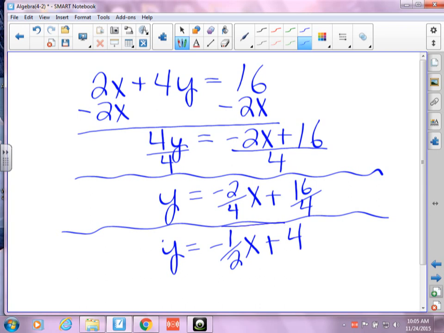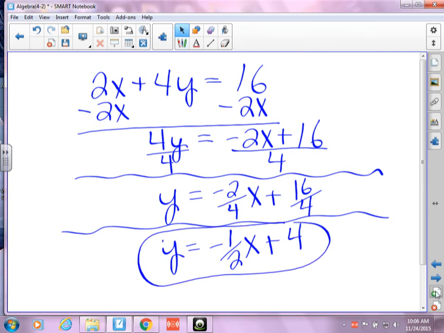4. Very good. Now some kids asked me earlier, Mrs. Medvick, if I can see the reduced right away, do I have to do this step? And my answer is no, you don't have to do that step. But you had better be right. If you're going to reduce, reduce correctly. Otherwise, do it the way I did it on the overhead.